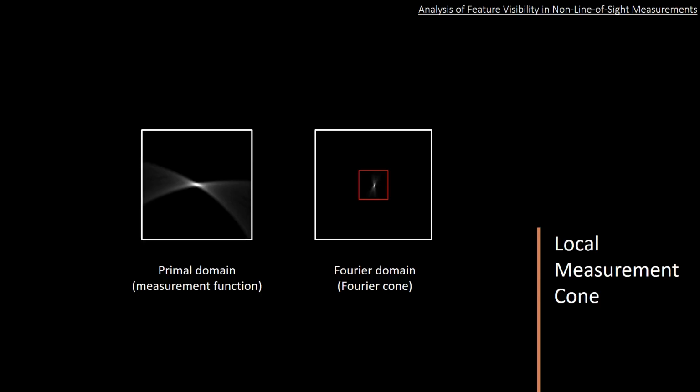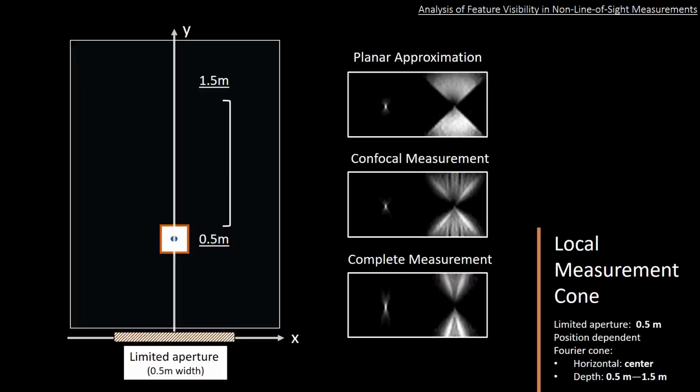We define a so-called non-line-of-sight measurement function, an integral operator that describes the measurement process in the primal domain. We then perform a Fourier transform of this function, obtaining a so-called Fourier cone that describes what 3D spatial frequencies of the scene are contained in the measurement.